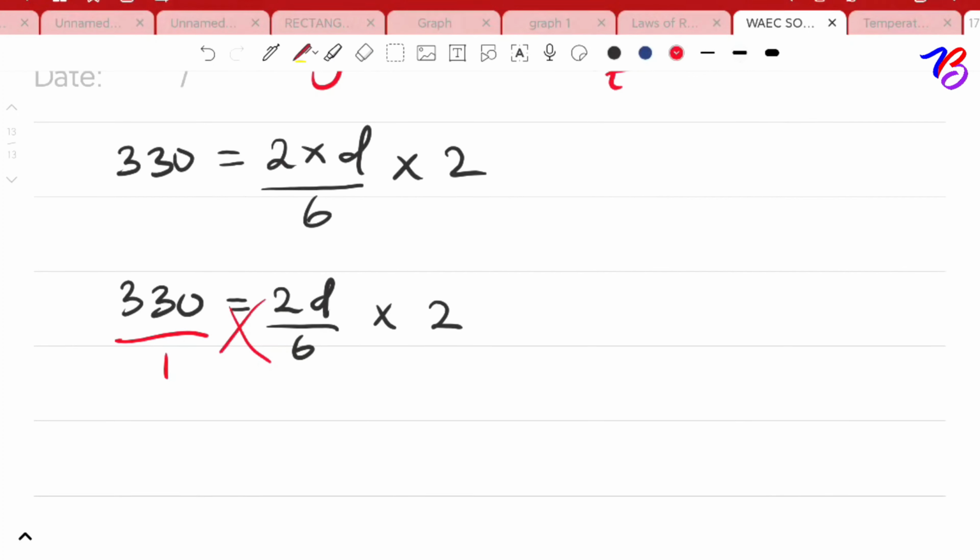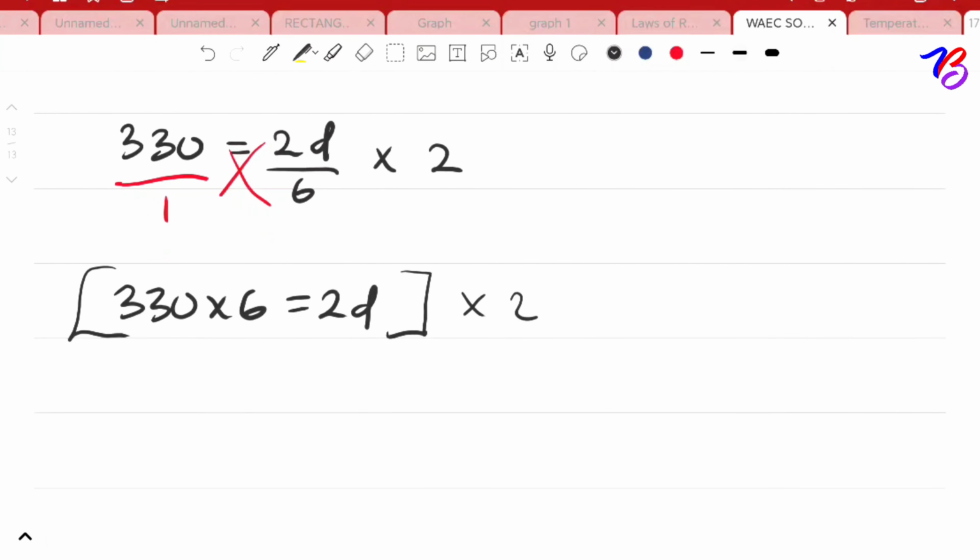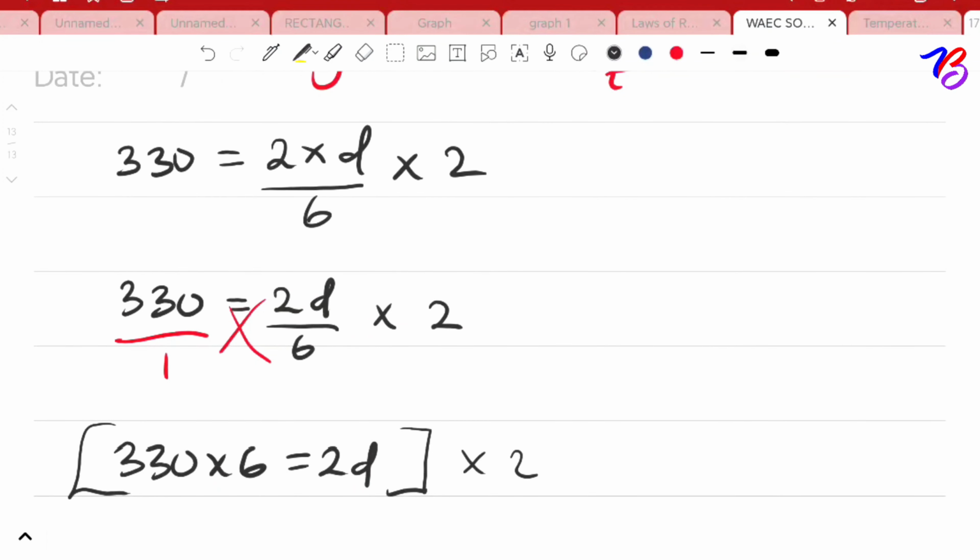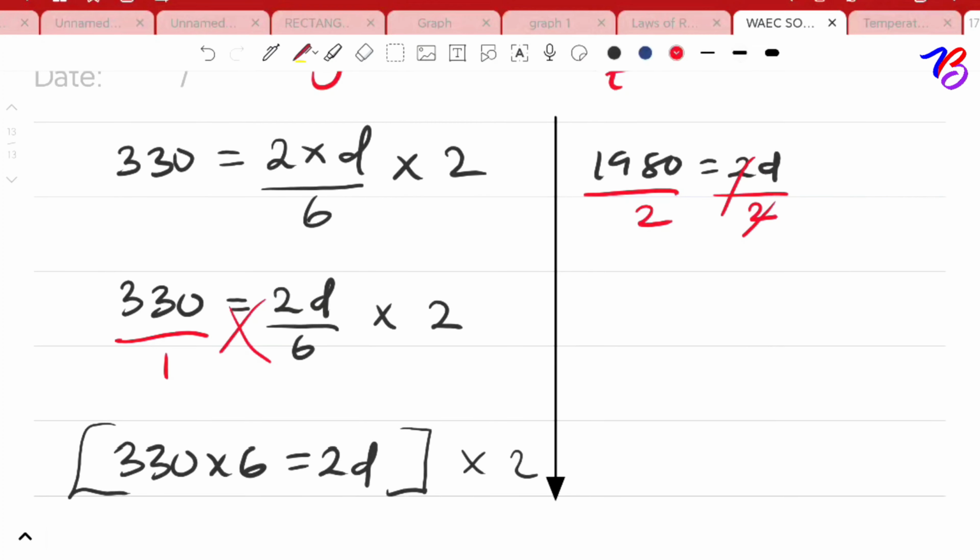Are you here? So when we cross multiply, we are having 330 by 6 is equal to 2D. Okay? The whole of this will multiply 2. Is that clear? The whole of this will multiply 2 at the end. I'm not going to apply it now. Please recall that. So let's proceed further. 330 by 6 will give us 1980 is equal to 2D. Let's divide through by 2 so that 2 cancels out. 2D is equal to 1980 divided by 2 will give us 990 meters.